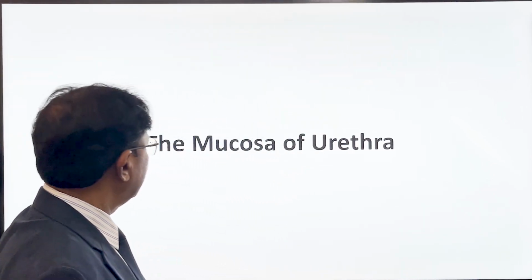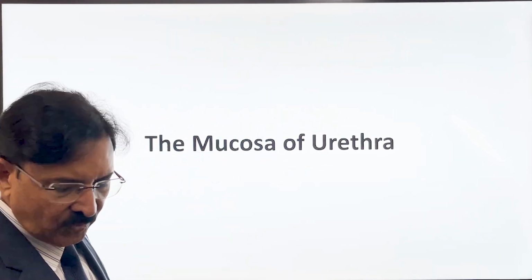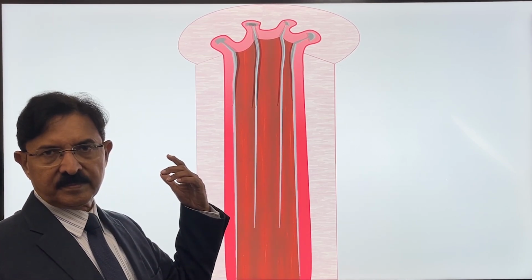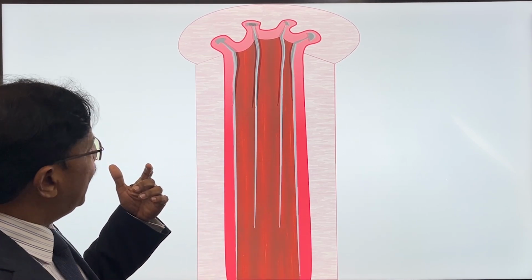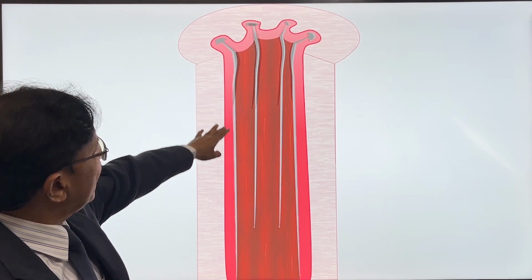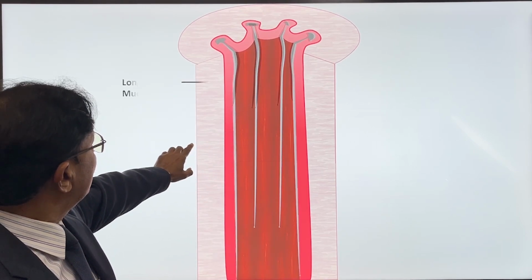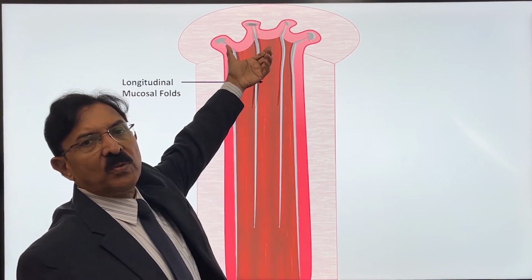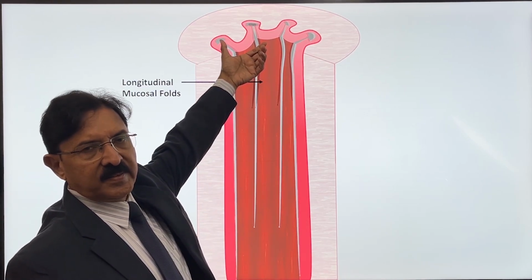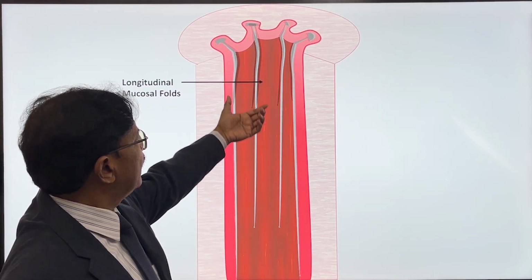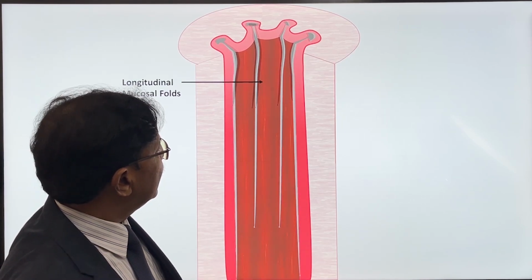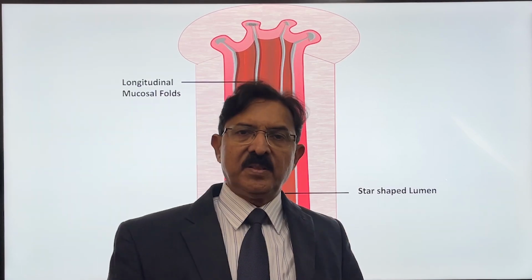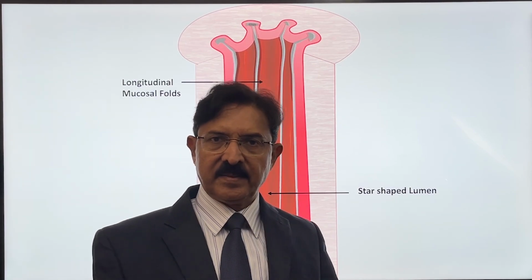The first inner layer of the urethra is the urethral mucosa. And this mucosa is thrown into longitudinal mucosal folds which are more prominent towards the bladder neck, right? And these longitudinal folds make the urethral lumen like a star.